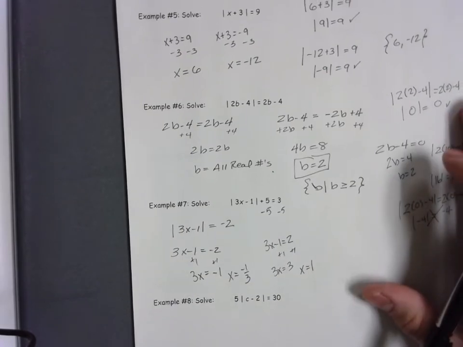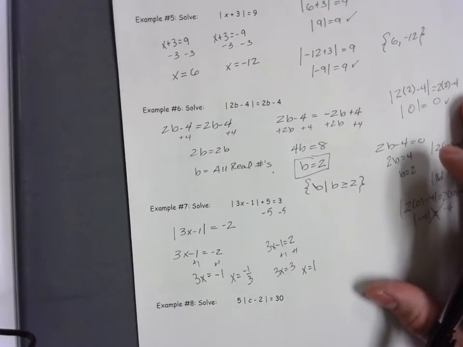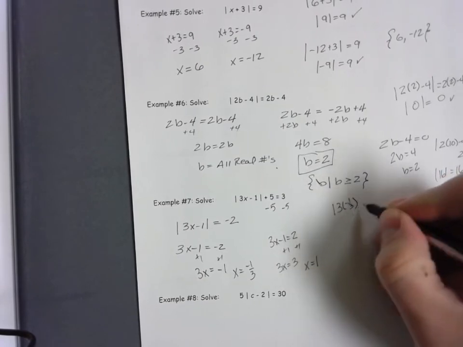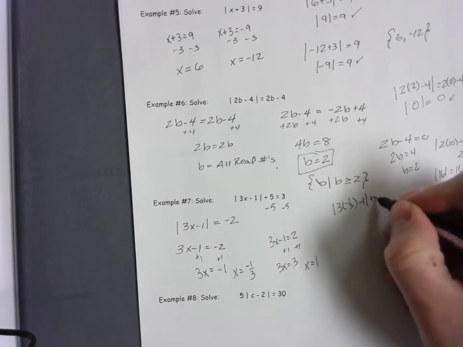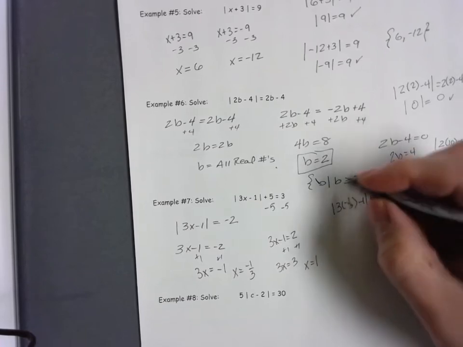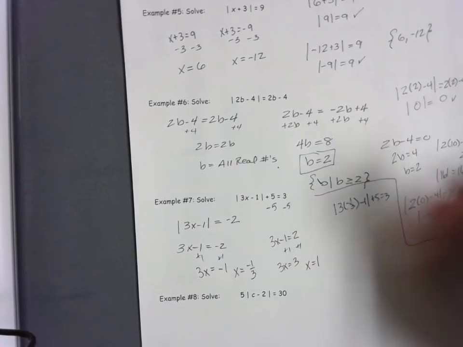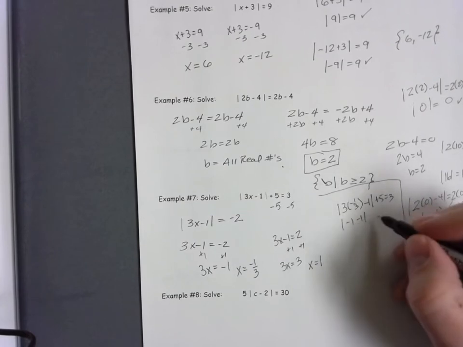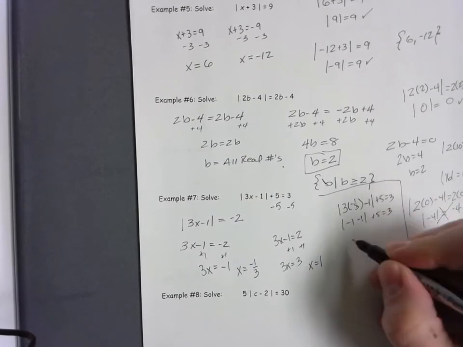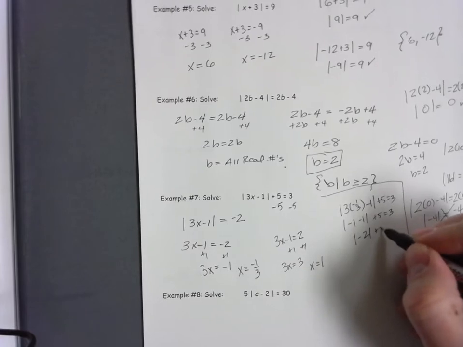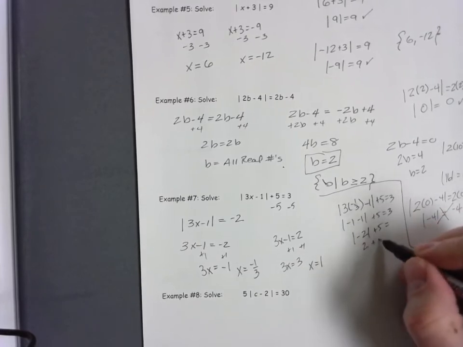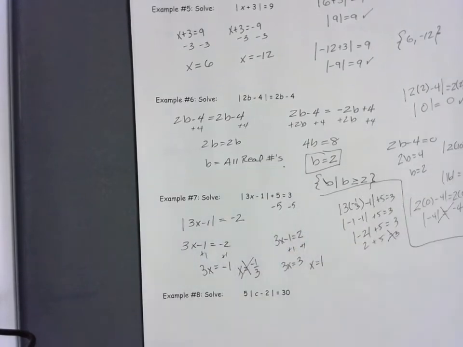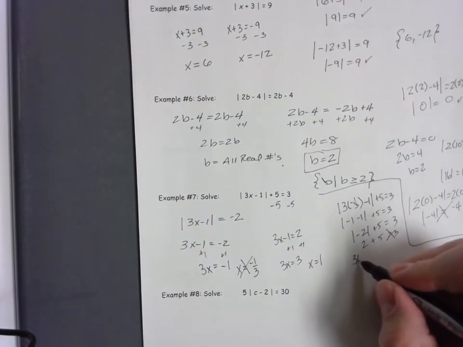Let's plug them in and see that they fail, because they will both fail. So it's the absolute value of 3 times negative 1/3 minus 1, plus 5 equals 3. Sorry, let me just put a little line here to show that that's not part of this. That's negative 1 minus 1 plus 5 equals 3. The absolute value of negative 2 plus 5, well, this is not going to work. 2 plus 5 is not going to equal 3. So this gets rejected. Then I'd plug in the 1.